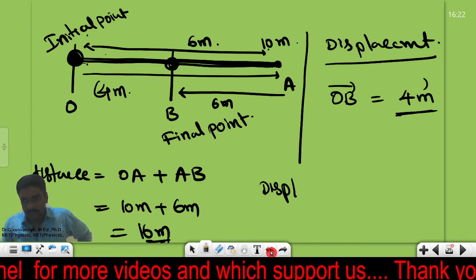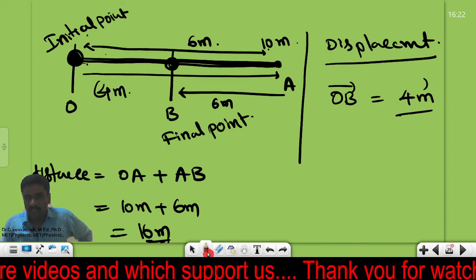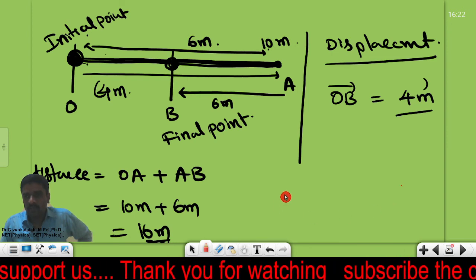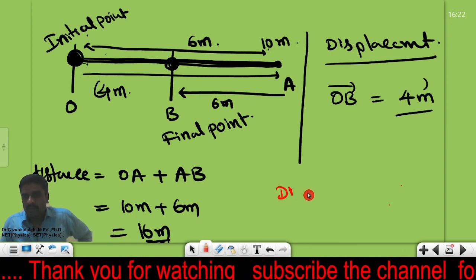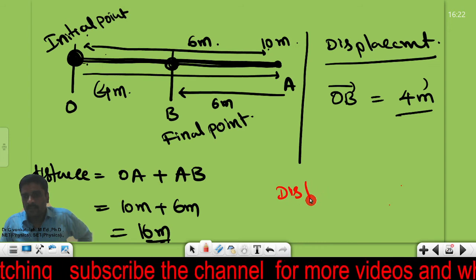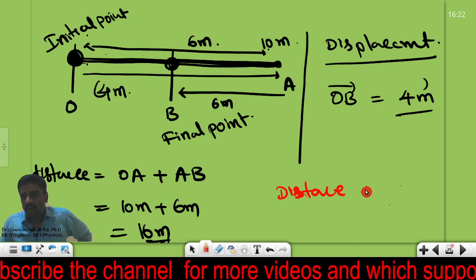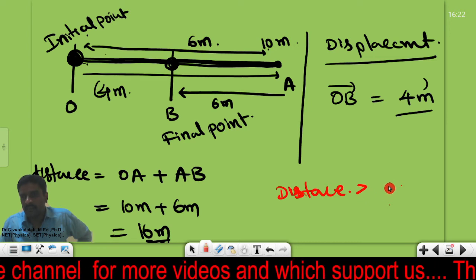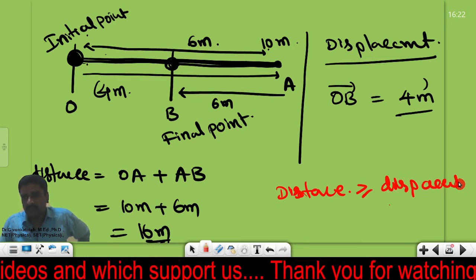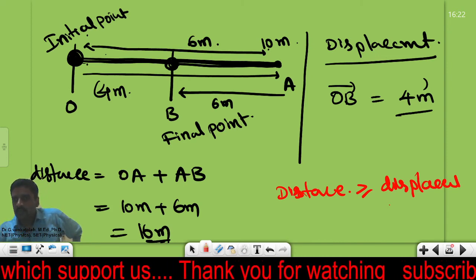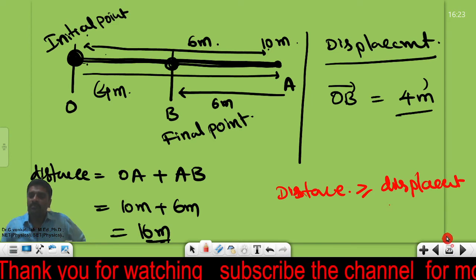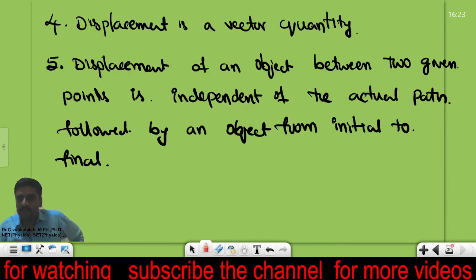Sorry, this writing is not clear. Let me choose another color. Now, distance is always greater than or equal to displacement, and displacement is lesser than or equal to distance. I hope you understand. Now let me go to another important condition.